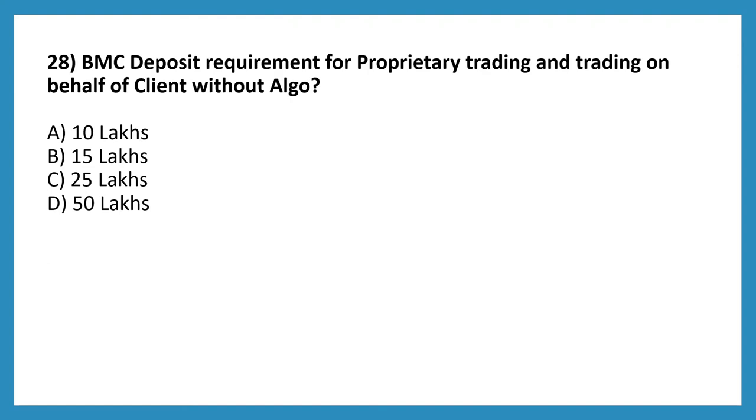Next question. What is the BMC deposit requirement for proprietary trading and trading on behalf of clients without algo? Your options are: option A, 10 lakhs, option B, 15 lakhs, option C, 25 lakhs, option D, 50 lakhs. The correct answer is option C, 25 lakhs.